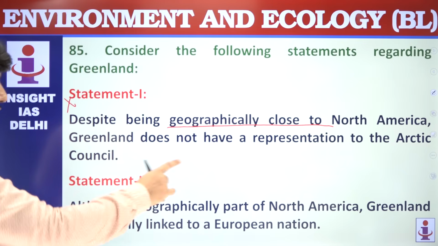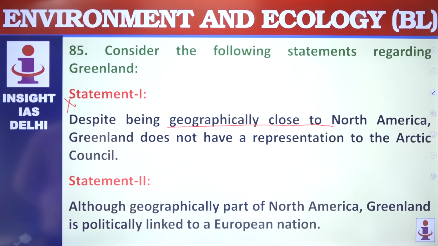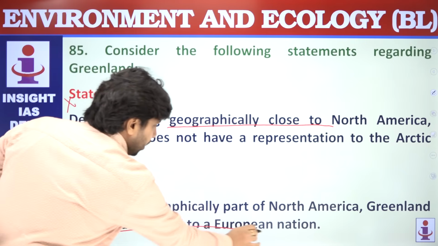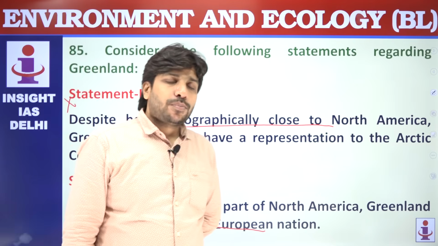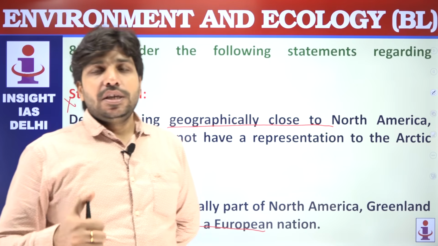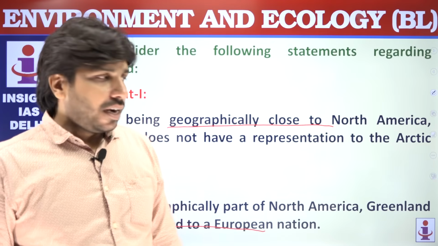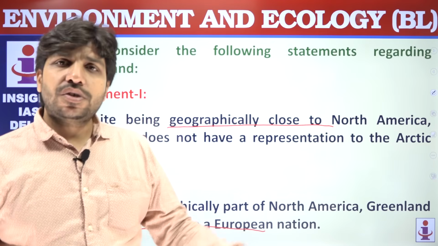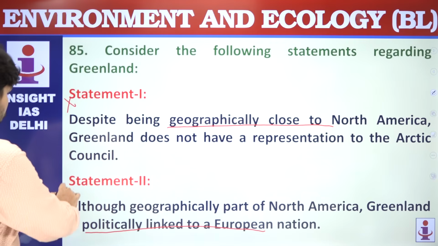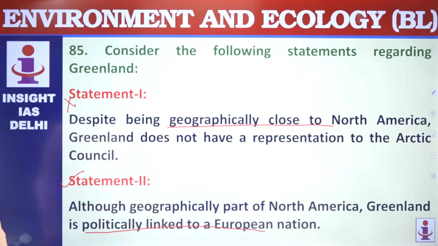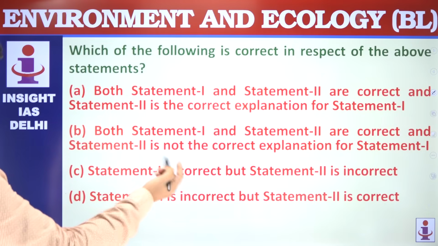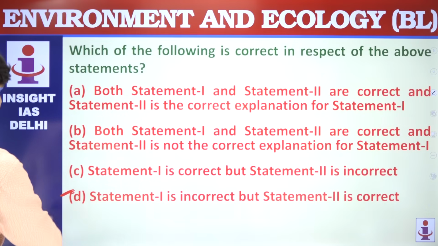Although geographically part of North America, Greenland is politically linked to a European nation. Yes, Greenland is politically linked to a European nation. The country called Denmark claims sovereignty over Greenland, and Greenland is a kind of autonomous region of Denmark. So statement 2 is correct. Statement 1 is not correct, 2 is correct, option D is your correct answer.